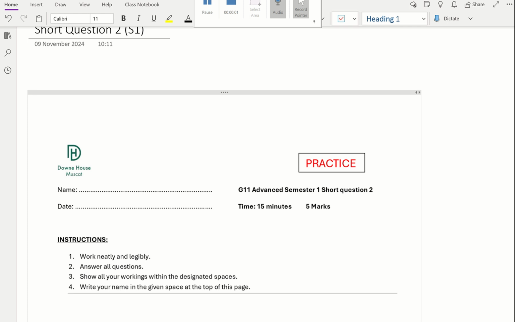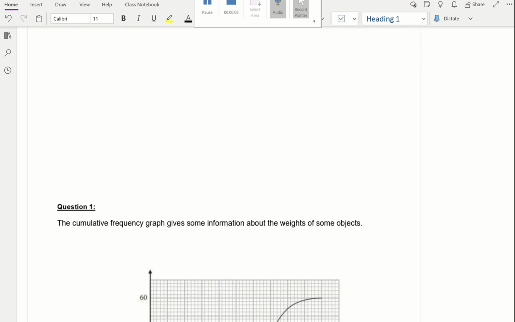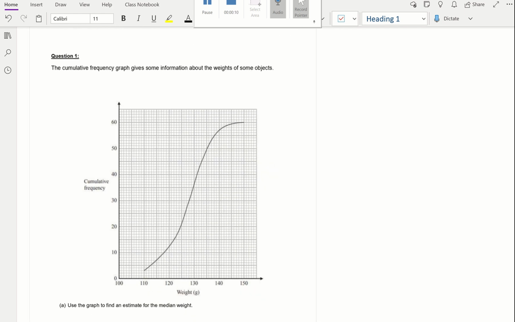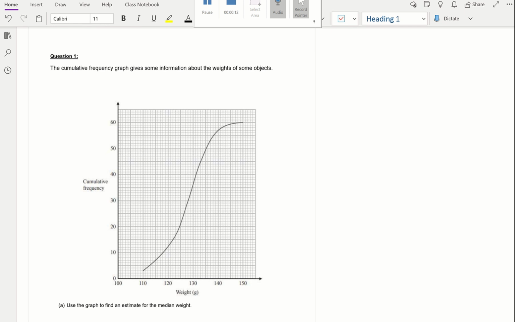In this video, I'm going through Semester 1 Short Questions 2, and that's for grade 11. And the first question is on cumulative frequency. It says the cumulative frequency graph gives some information about the weight of some objects. Use the graph to find an estimate median for the weight.